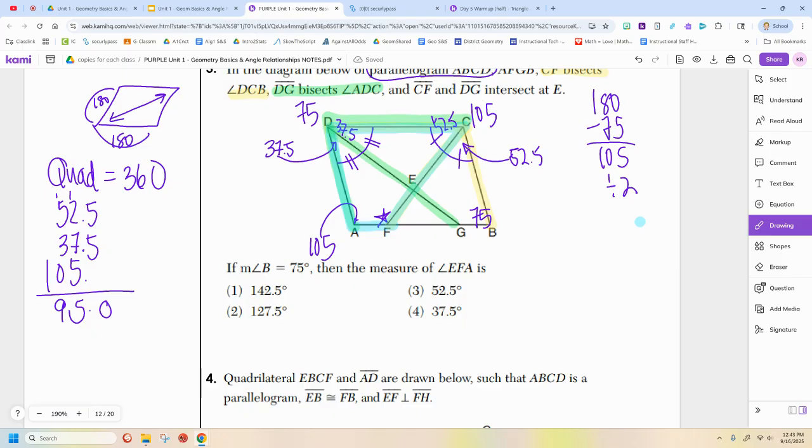Oh, I goofed up something. What did I do? Oh, I don't need 37. How many 37.5s do I need, my friends? Or what do I want instead? Oh, I made a mistake. I hate it when I make mistakes. Did you see my mistake?